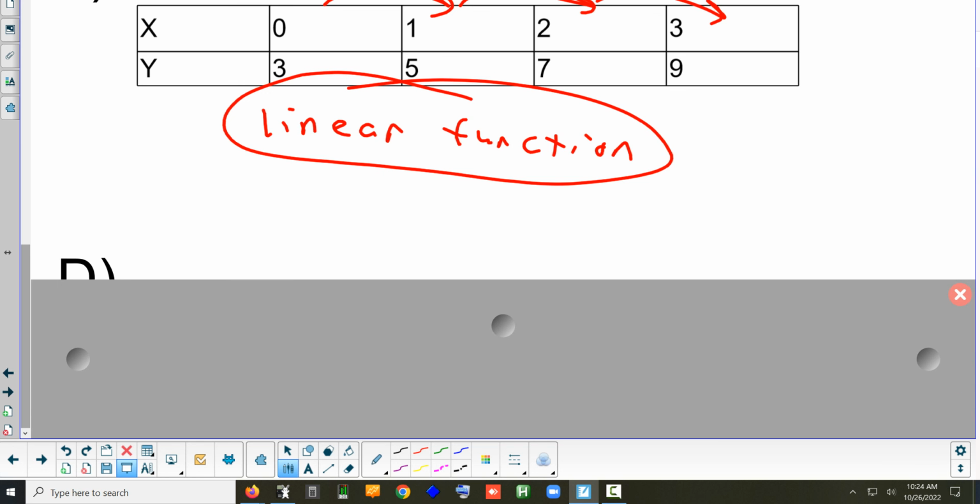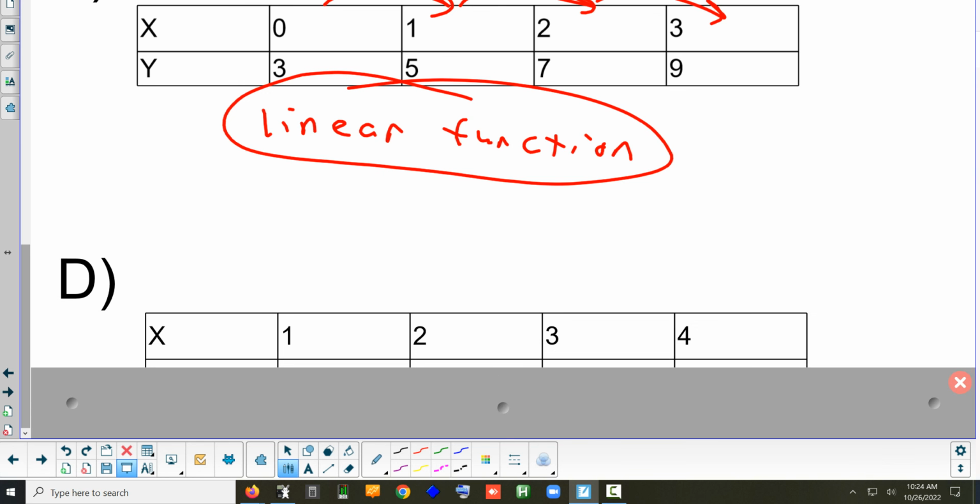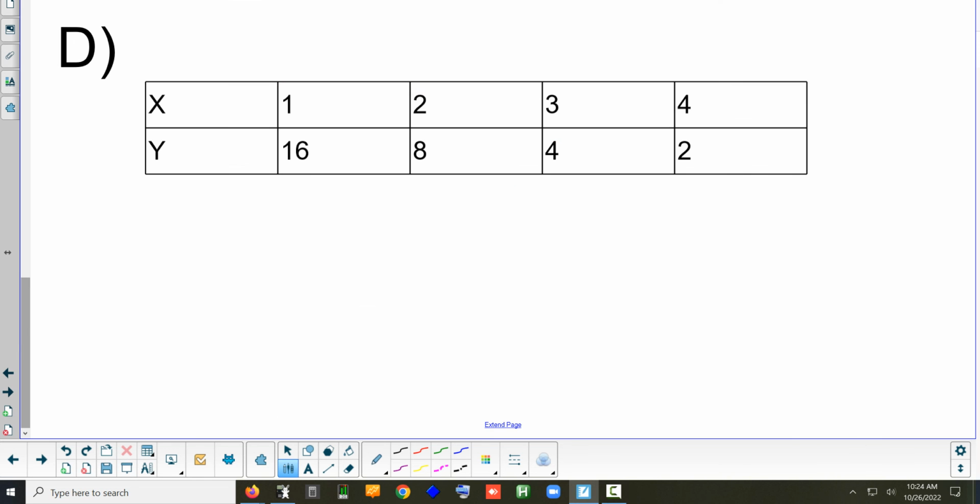How about D? Is there a pattern in the x's? Yep. The pattern is a +1. Okay, so we got a pattern there. Do we have a pattern in the y's that is addition or subtraction? Okay. Divide by 2. The pattern in the y's is divide by 2.